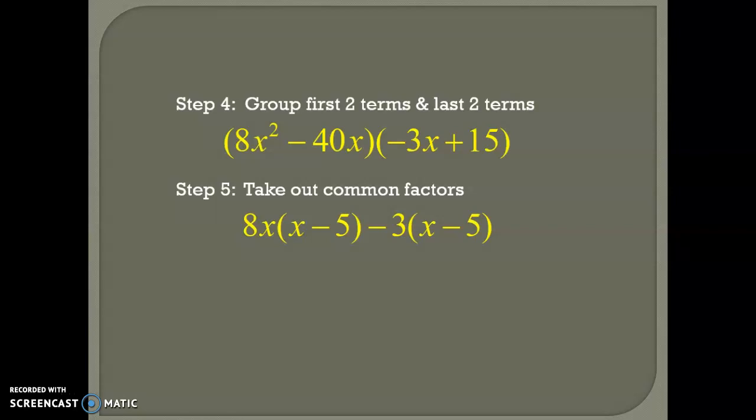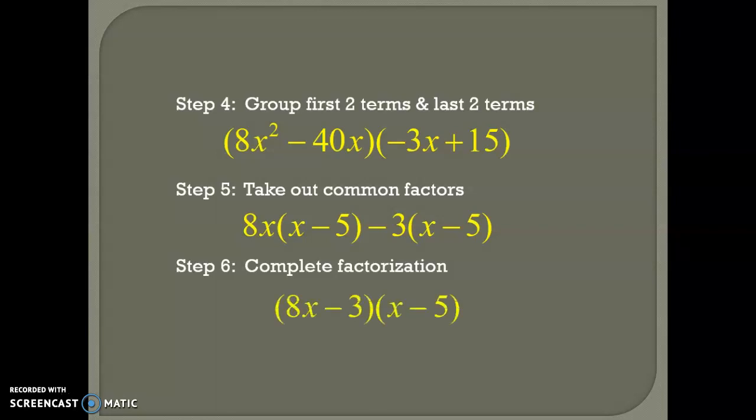All right, from here, we're going to take to step 6. We're going to complete our factorization. So what this does is, you're going to take the numbers on the outside of the parentheses, the 8x and the negative 3, you're going to put them together, and the x minus 5 just becomes one set of parentheses. And this is your answer, 8x minus 3 and x minus 5.